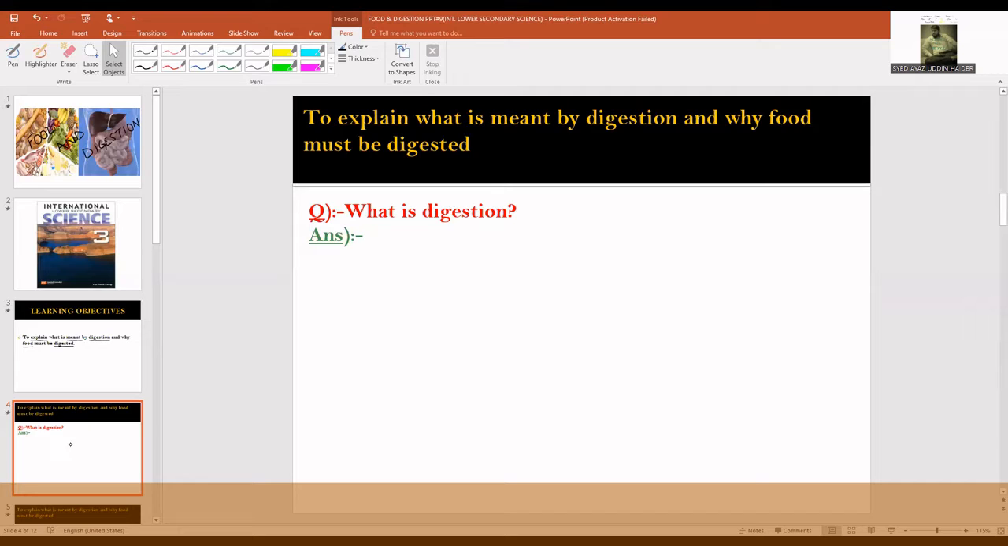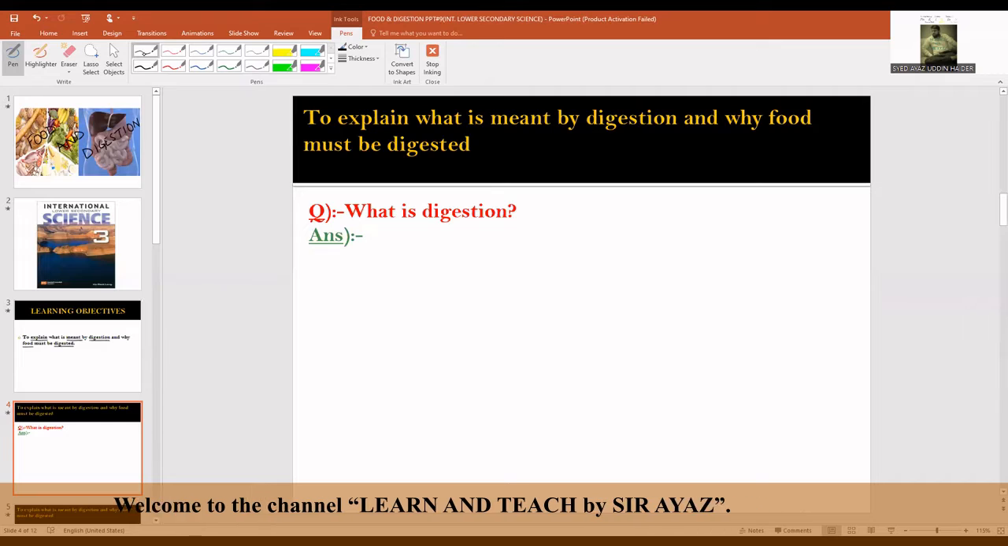Let's start with this question. What is digestion? Digestion involves the breaking down of large insoluble food molecules into smaller and soluble ones.